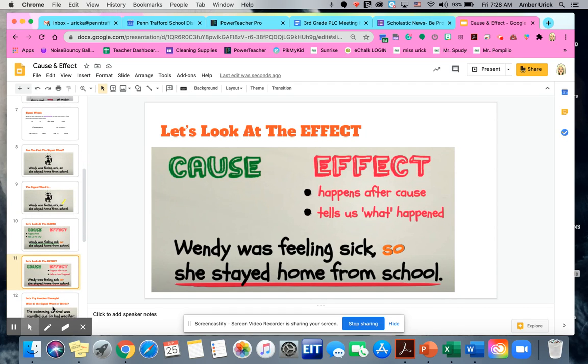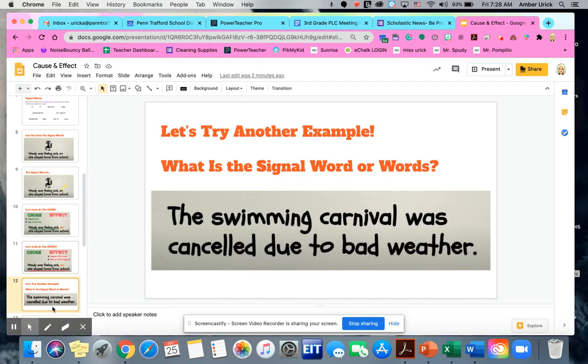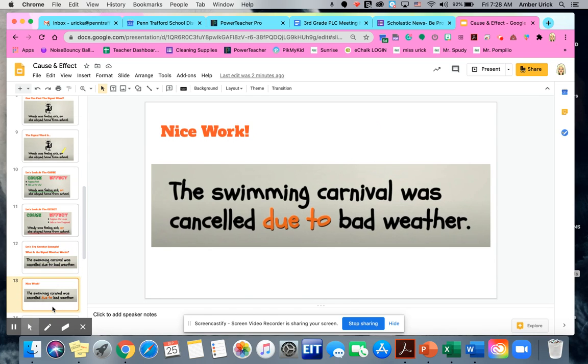Let's try another example. The swimming carnival was canceled due to bad weather. Can you find the signal word or words? Take a minute. Talk about it with your teacher in your class. Okay, are you ready for me to show you what the signal word was? If you all said due to, you're correct. It's going to stay in orange.